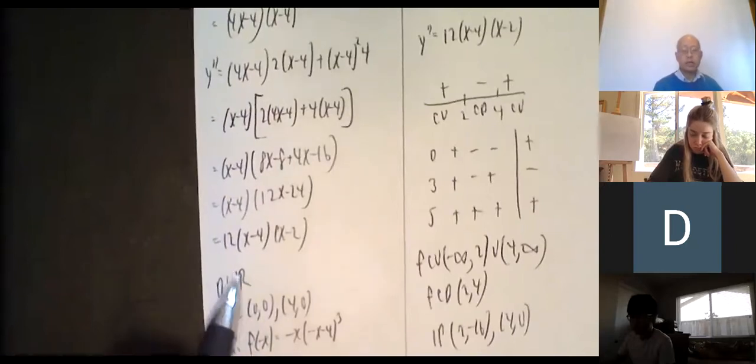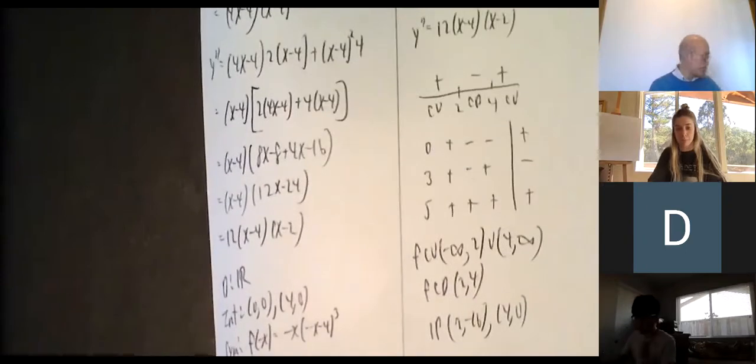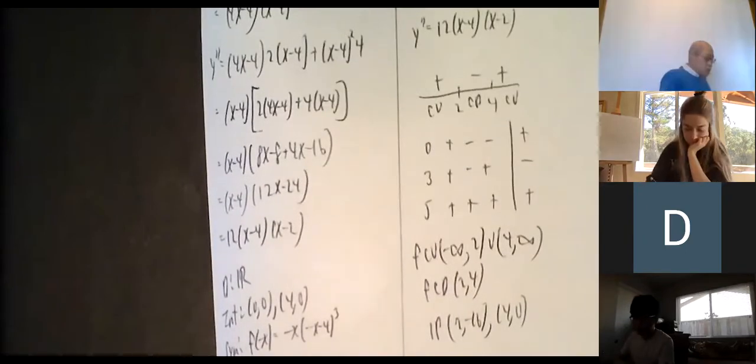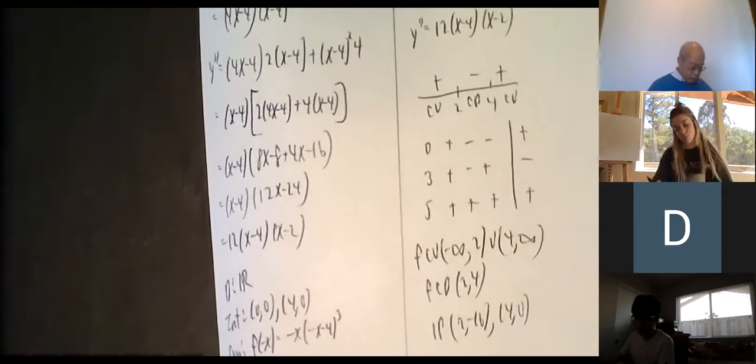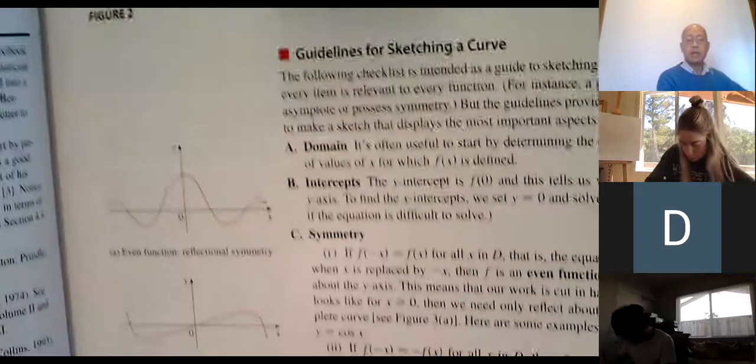All right, so we're supposed to consider all the things like domain, intercepts, symmetry, asymptotes, from the direction, right? So all these problems have that super long list. Right, so on page 315, consider A, domain, B, intercepts, C, symmetry.